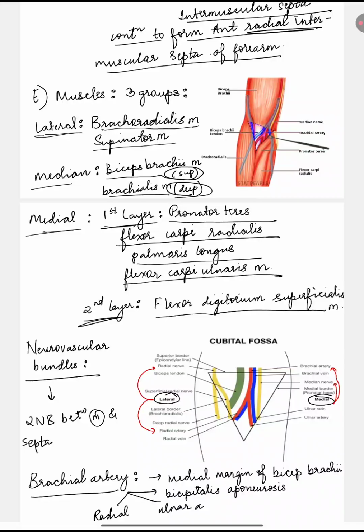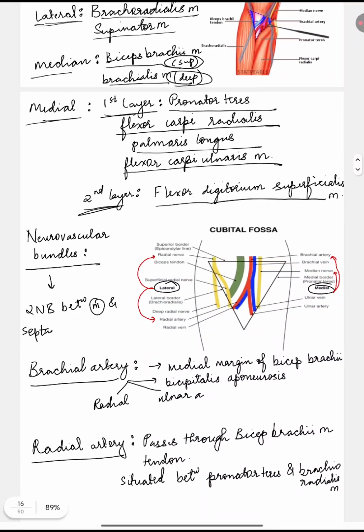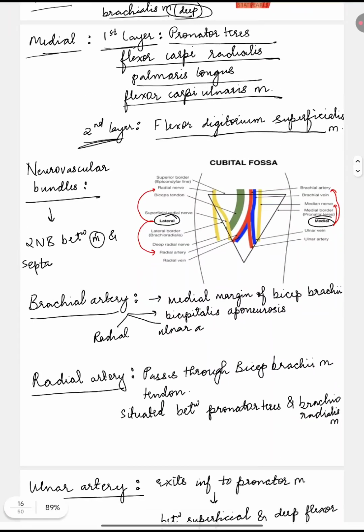Now we would move on to the neurovascular bundles. There are 2 neurovascular bundles found between the groups of muscle and septa. First is the brachial artery. It is divided into lateral and medial. See, lateral and medial. In the lateral bundle, there is radial nerve and radial collateral artery. And medial bundle, it is brachial artery and median nerve.